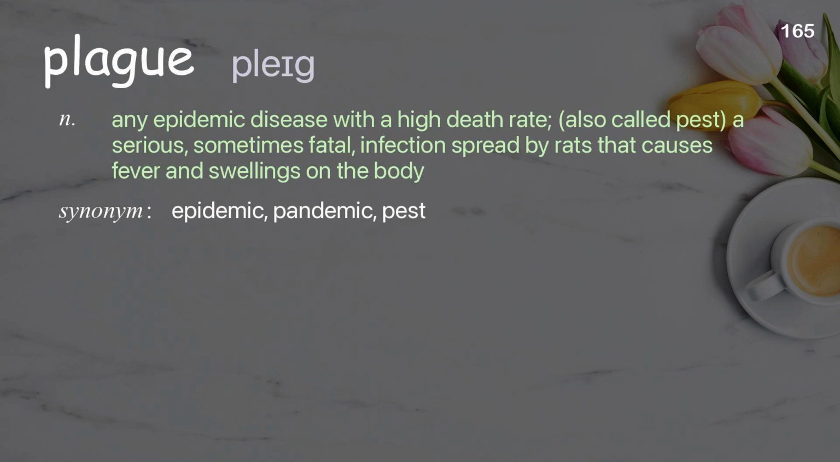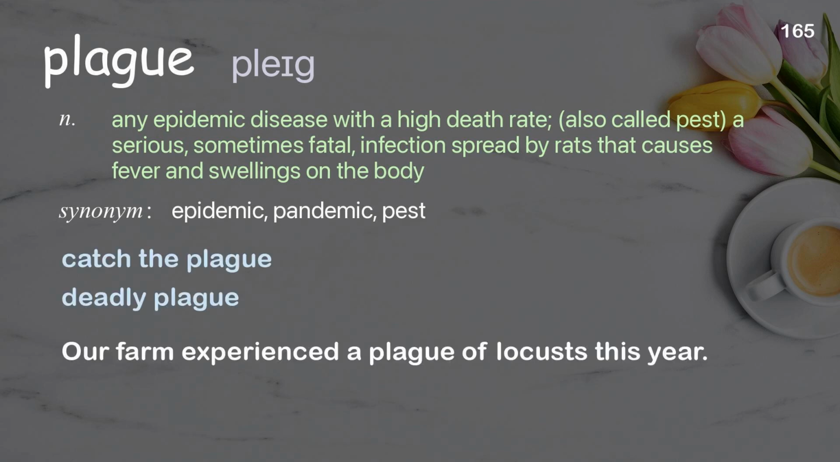Plague. Any epidemic disease with a high death rate, also called pest; a serious, sometimes fatal, infection spread by rats that causes fever and swellings on the body. Examples: Catch the plague. Deadly plague. Our farm experienced a plague of locusts this year.